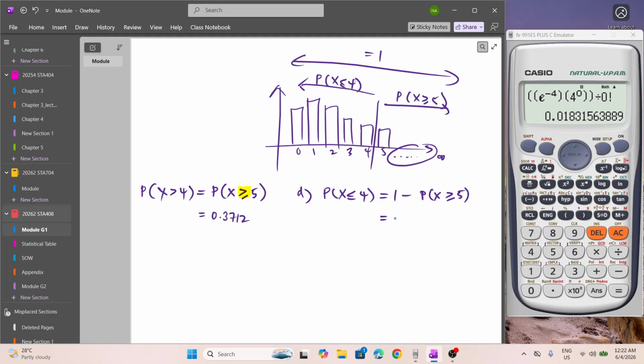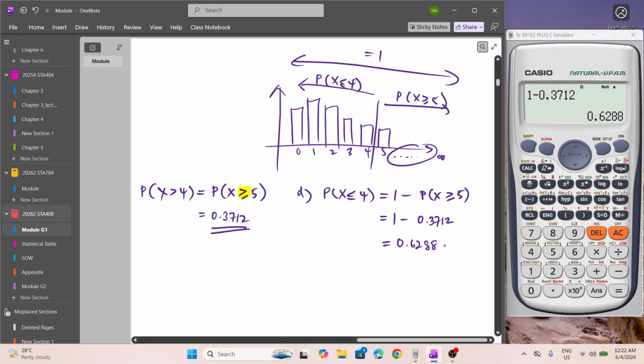So this is equal to 1 minus, and you have calculated it before in question C. This is 0.3712. So the answer for probability of X less than or equal to 4 is... let's use the calculator. 1 minus 0.3712, and yes, 0.6288. That's the answer.